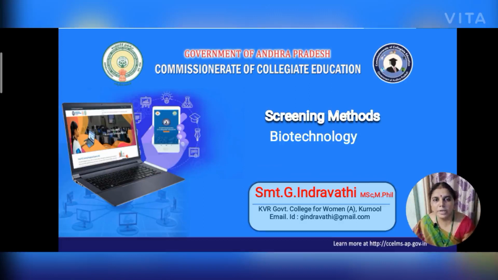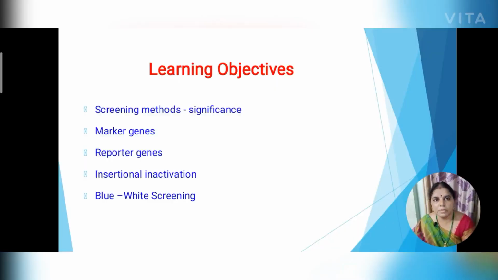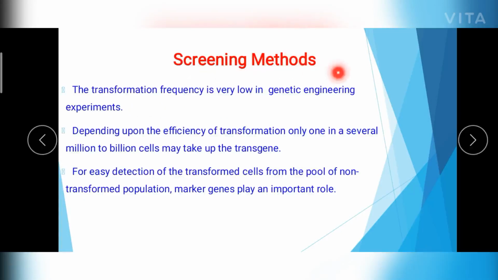Dear learners, today we will be talking about screening methods, and in this session you will be learning about the significance of the screening methods and how these methods are used to select the transformed cells, and you will be knowing about marker genes, reporter genes, and insertional inactivation and blue-white screening methods. Dear learners, let's study about the screening methods in detail.